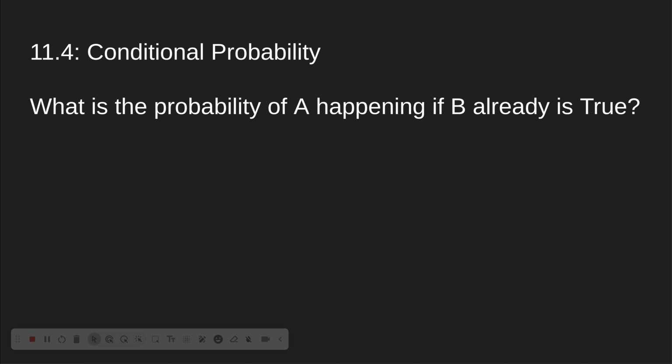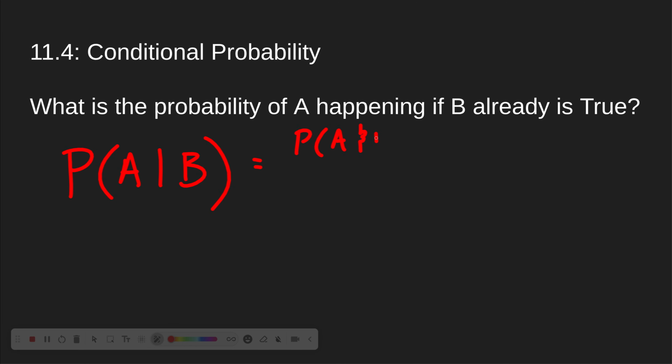What is the probability of A happening if B is already true? Sometimes you'll see this written as the probability of A given B. There is an equation for this: the probability of A and B over the probability of B. Just remember, the one on the right always goes to the bottom, the one that's already known. We'll come back to this equation in just a little bit.